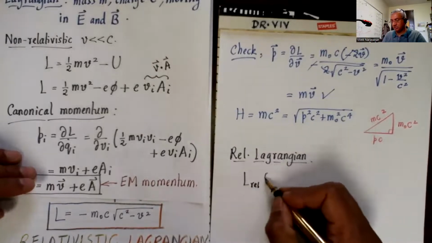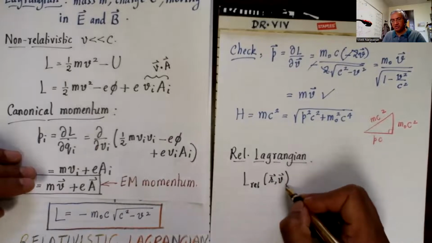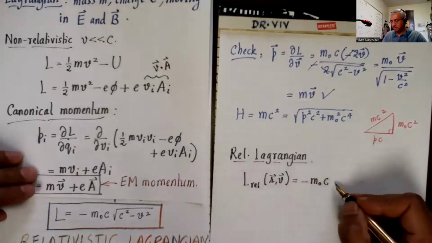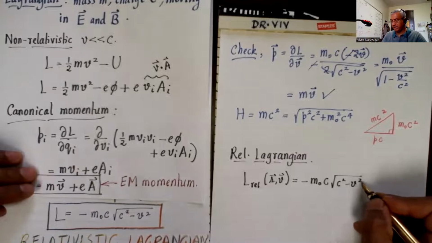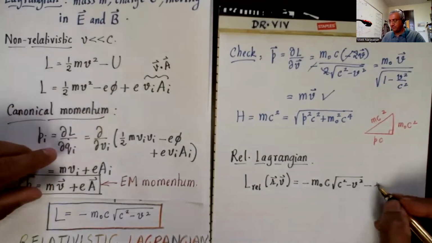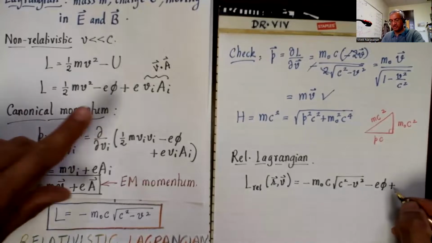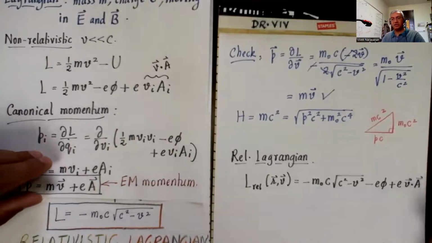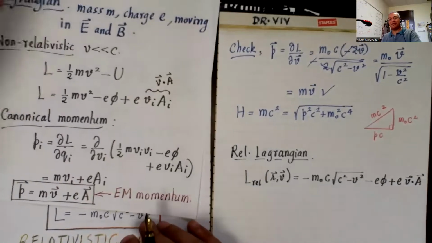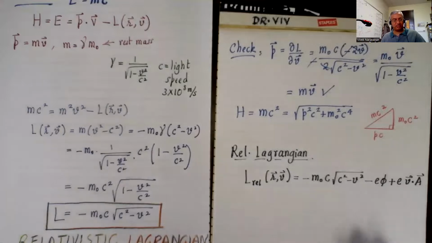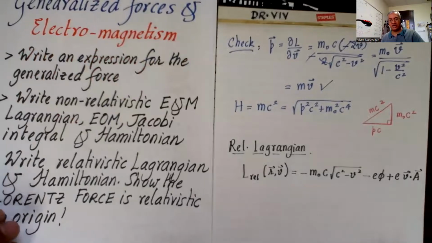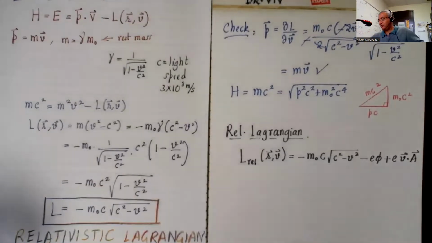L rel, which is a function of r and v, is going to be negative m naught c, copying that, root c squared minus v squared, and then I'm copying this, minus e phi, and I'll write this as the dot product, plus e times v dot A. So that's going to be our relativistic Lagrangian. Let us try to find the equations of motion, because we are going to show that the Lorentz force is a relativistic force. Okay, that gives us the proof of that statement.